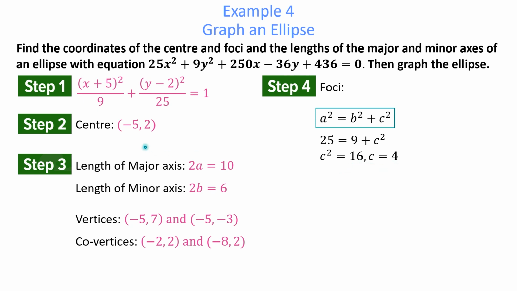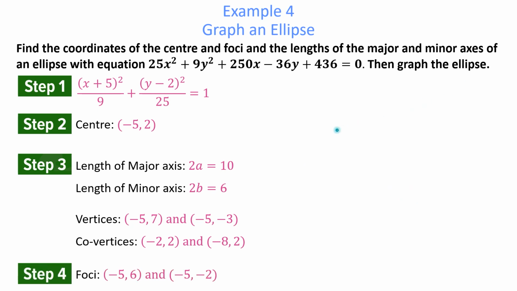Now, this is the center coordinate. What we want to do to find out the coordinates of the foci, we simply add or subtract 4 units to the y coordinate. So if we add 4 units to the y coordinate, over here we have minus 5 and 6. And then if we subtract 4 units from the y coordinate, we get minus 5 and minus 2.